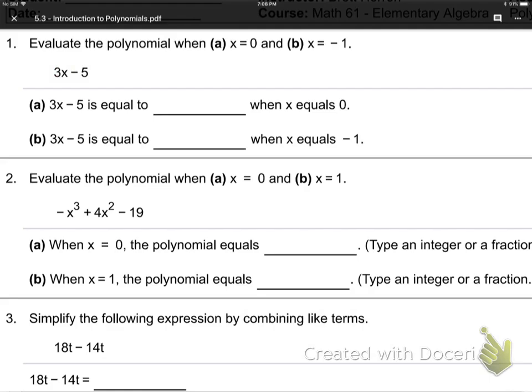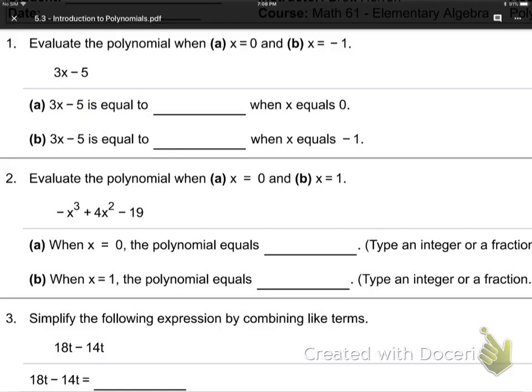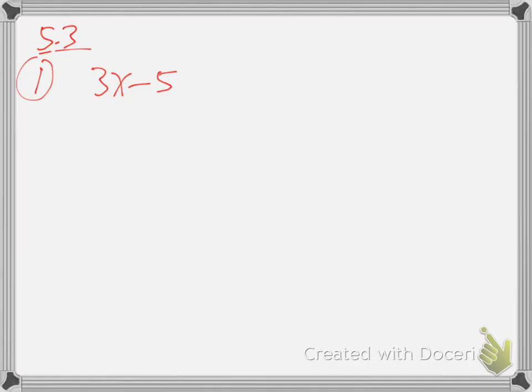5.3. And 3x minus 5. We're supposed to use the function 3x minus 5, and we're supposed to let x be 0. So for part A, basically this is going to be an easy section for y'all. That's why we're doing 2 sections tonight, 2 easy sections. So 5.3 is basically taking polynomials and plugging in values.